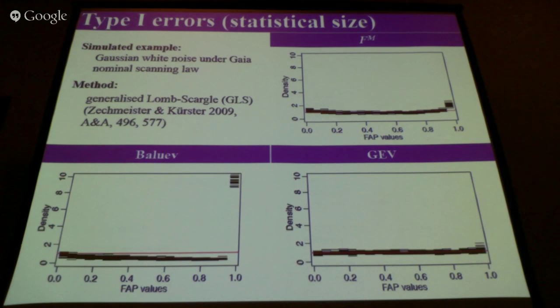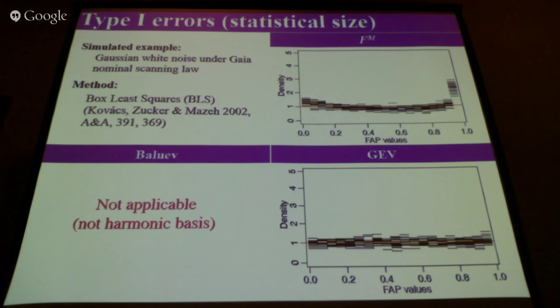In any case, by the distortions of the histogram from the line, you can see that there is a systematic difference between the F2M distribution and the true distribution. The GEV seems to fit pretty well, only for very high p values around 1. But anyway, if you now use box least squares on similar Gaussian simulations, you can observe absolutely the same thing. Here, as I said, one method cannot be applied.